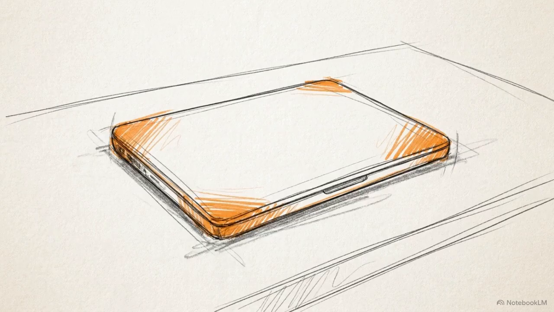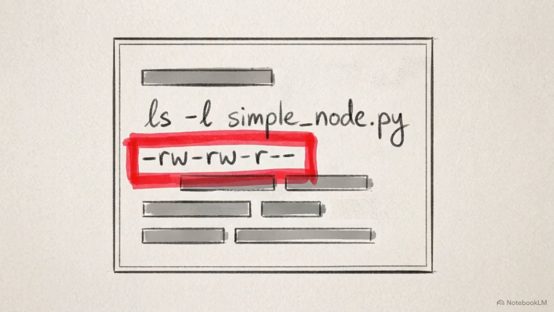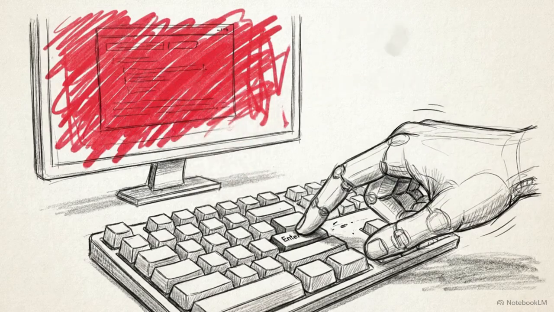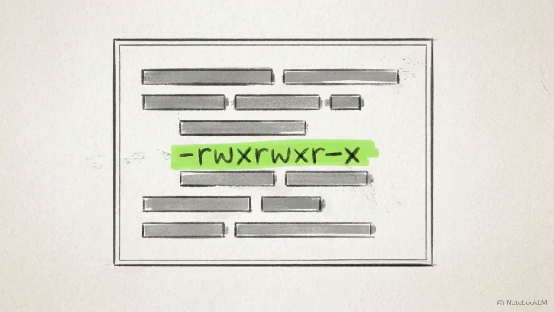The logic is complete, but writing the code isn't enough. Linux heavily restricts executable permissions by default, meaning the framework currently lacks the authority to run your script. If you try to execute your Python script right now, the operating system will block it. You must run the chmod +x command on your file to explicitly grant execution permissions.